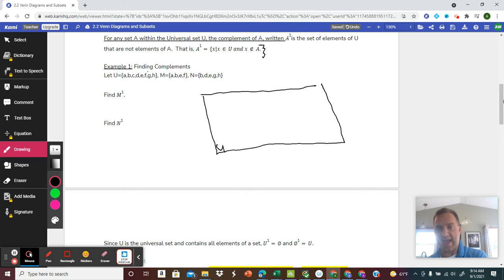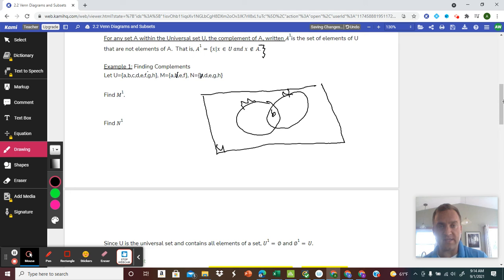And M and N actually have a little bit of overlap. I see that B is in both M and N. So when I draw that, I'm going to draw a Venn diagram that has some overlap. So this is M and N. So the overlap, I notice that B is in both. So I'm going to put it in this part that is in both. And I'm going to cross B out.